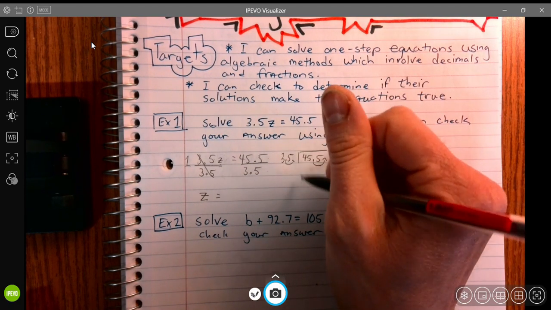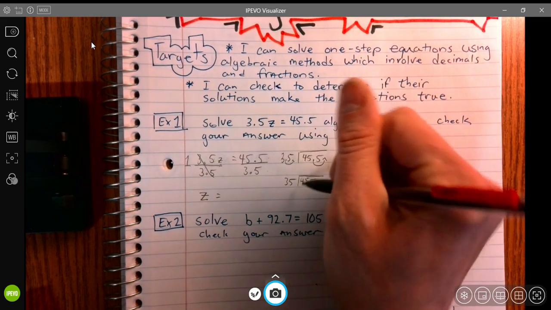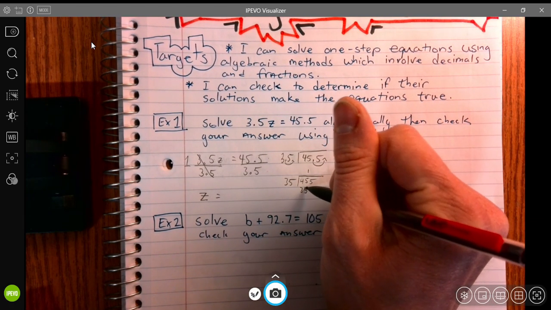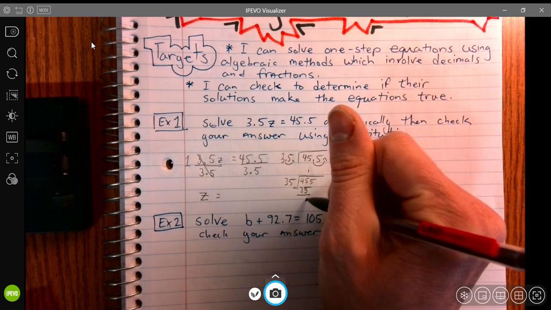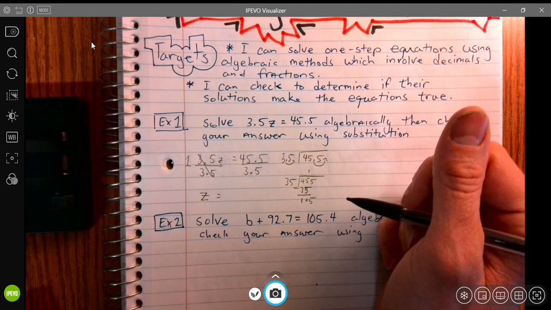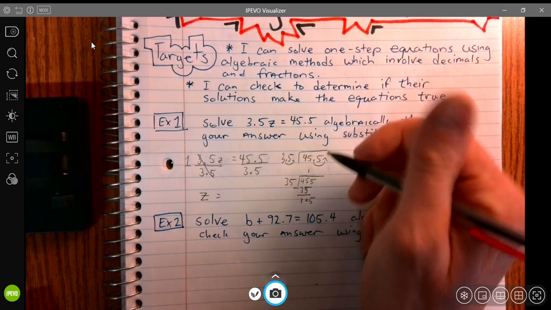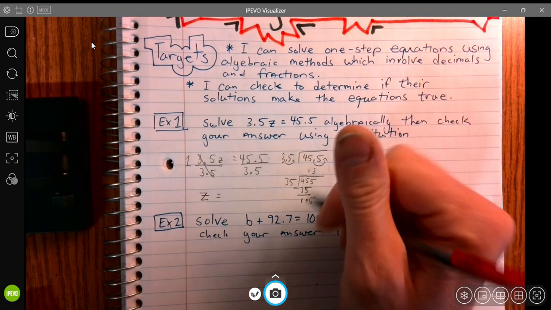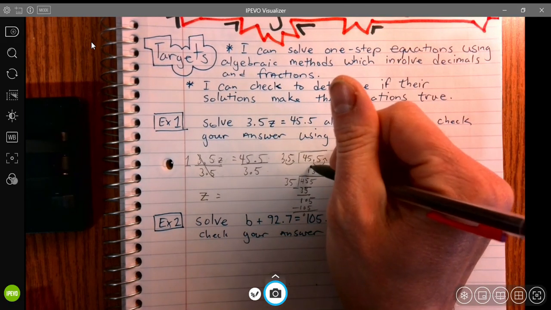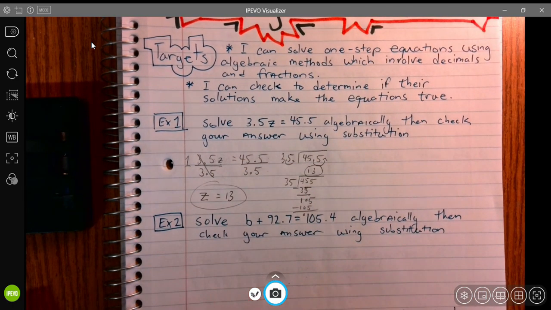Okay, so I have 455 divided by 35. So I'm going to rewrite that. 455 divided by 35. Well, let's see, 35 goes into 45 once. Right, and then I get 10, 35 can't go in there, so I drop down the 5, right? 35 goes into 105 3 times, okay? And 0, so my answer is 13. z is equal to 13.